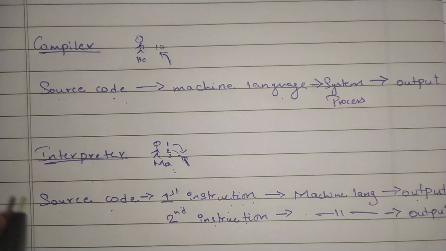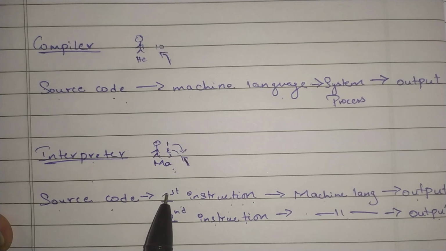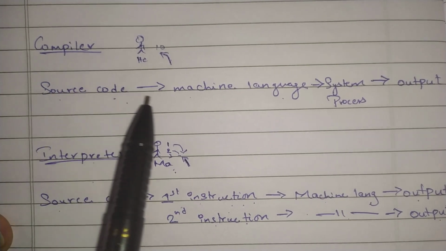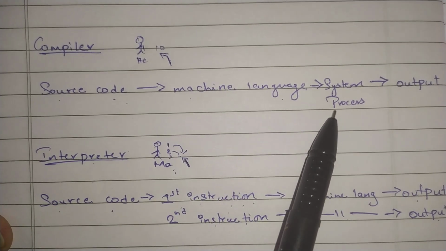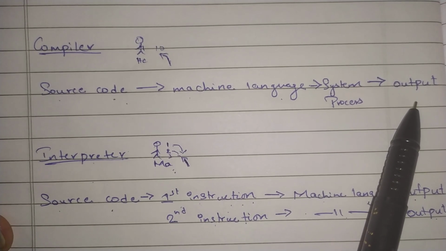The major difference between the interpreter and compiler is that the interpreter takes the code line by line, and the compiler takes everything as a single shot and gives it as an output. This is the major difference between the compiler and interpreter.